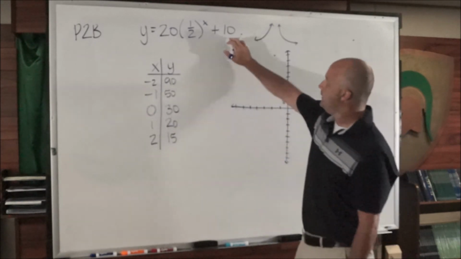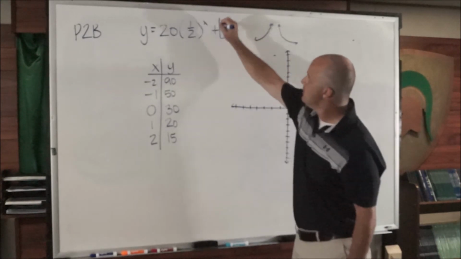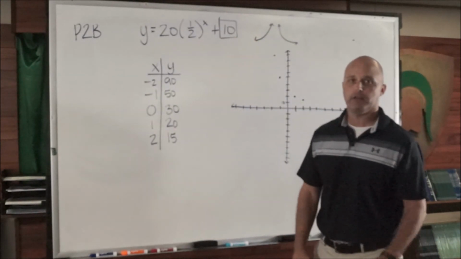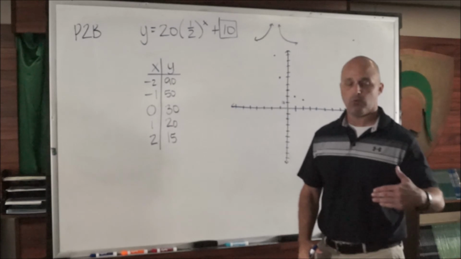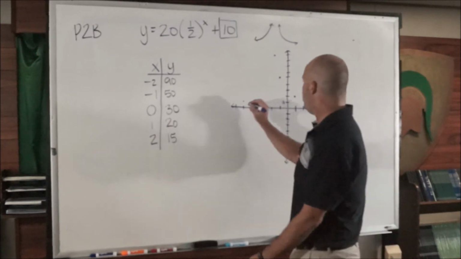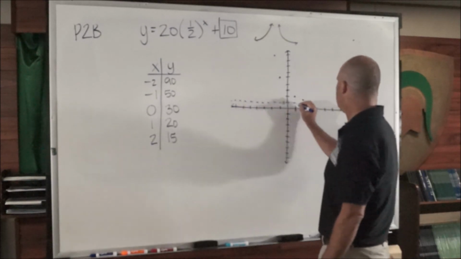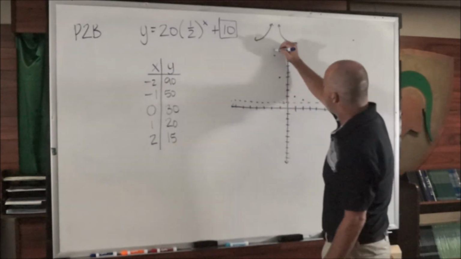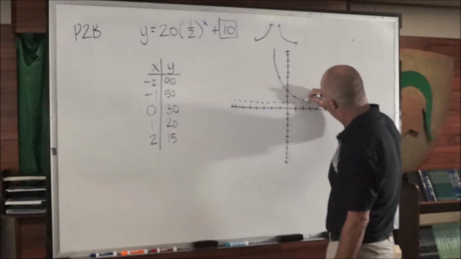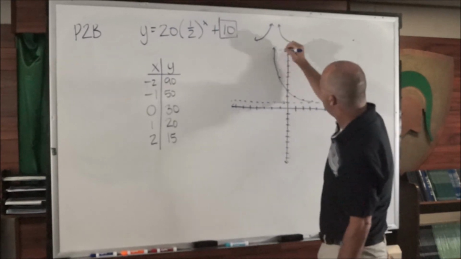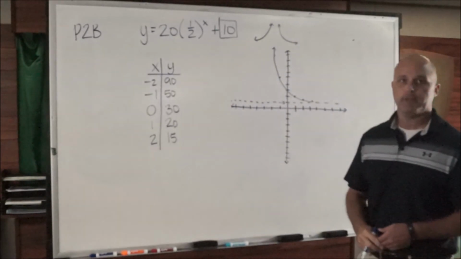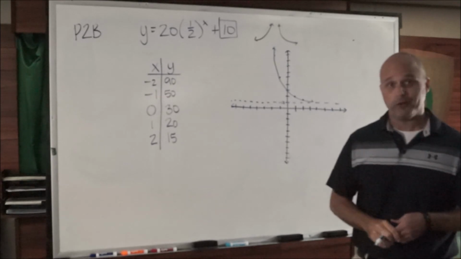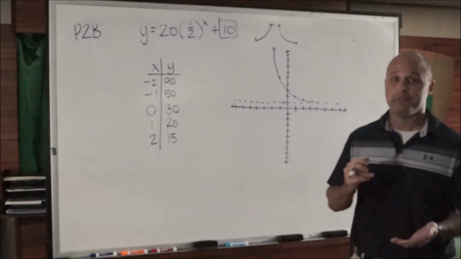And what's going to happen is this k value is now going to represent the horizontal asymptote. So y equals 10 is going to be the new asymptote. So I'm going to mark this off and make sure that I don't cross that y equals 10. And there's your graph for y equals 20 times 1/2 to the x plus 10.